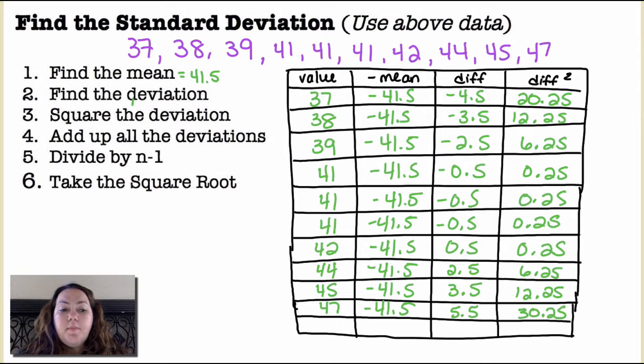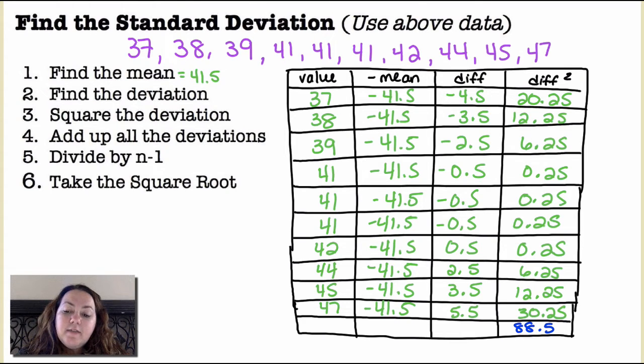So now I found the deviation. The deviation would be like the difference. I squared the deviations and add up all the deviations. So I'm going to add up 20.25 plus 12.25 plus 6.25 plus 0.25 plus 0.25 plus 0.25 plus 0.25 plus 6.25 plus 12.25 plus 30.25, and that gives me 88.5.